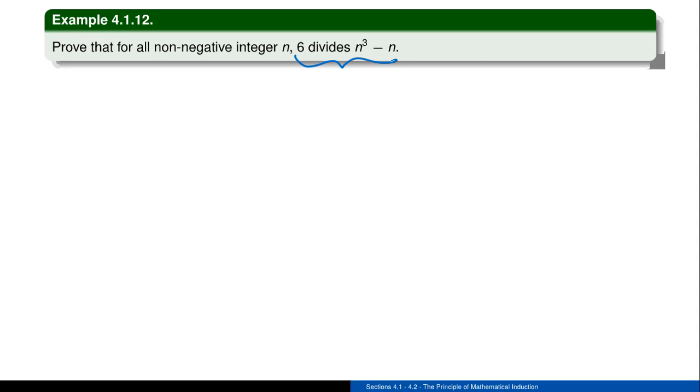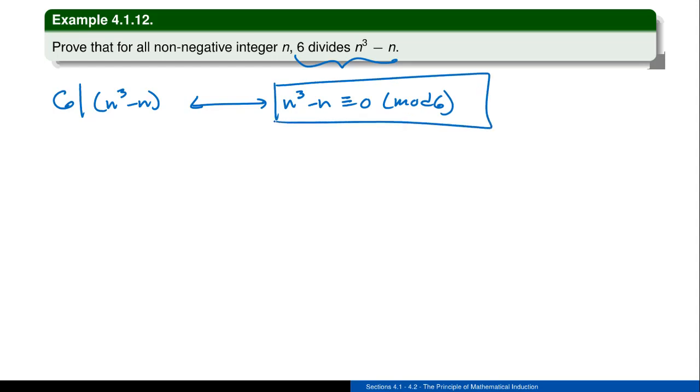So I have this statement about division, and if you go back to some of the earlier notes about this notion of divides, we know that this connects nicely into the world of modular arithmetic. That is, the question of whether 6 divides n cubed minus n is the exact same question as whether n cubed minus n is congruent to 0 in this mod 6 world. So I'm actually going to be working with this right expression. I think it's a little easier to work with modular arithmetic. We have this really nice algebra underlying all of it, so it's easy to move things about.